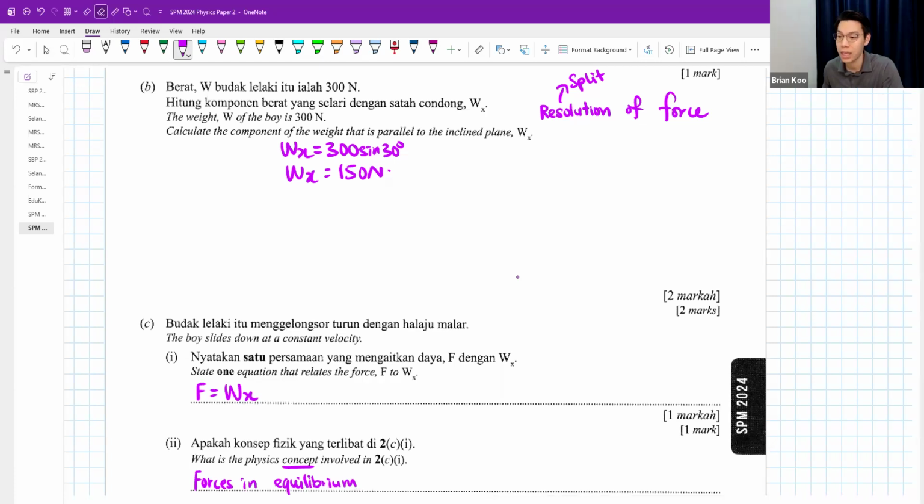The concept is to talk about forces that are in equilibrium. Or you can say that they have zero resultant force also can. Or resultant force is zero. Also okay. But I would prefer the first one, forces in equilibrium.